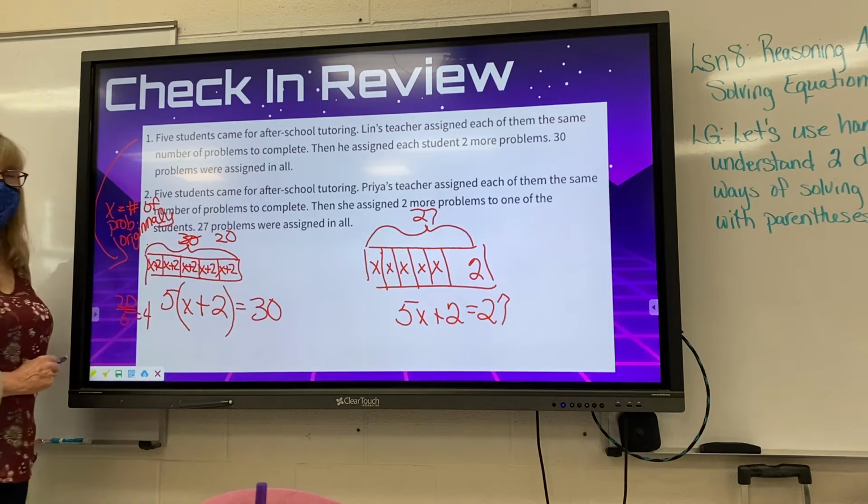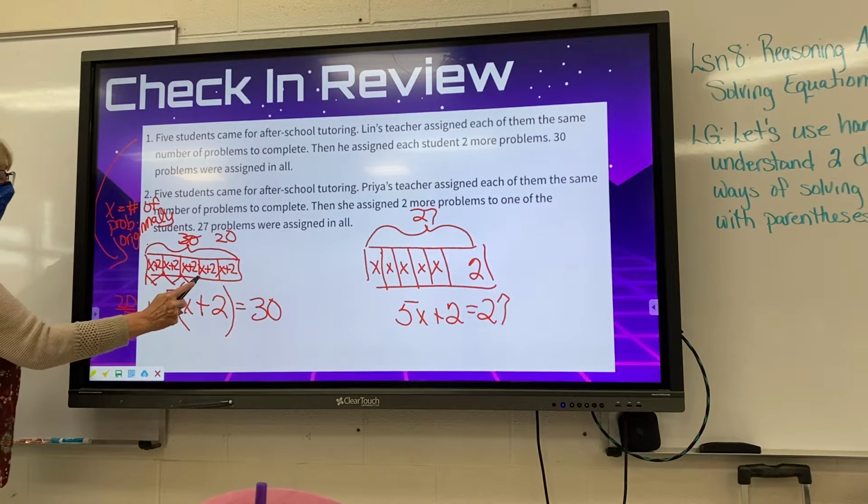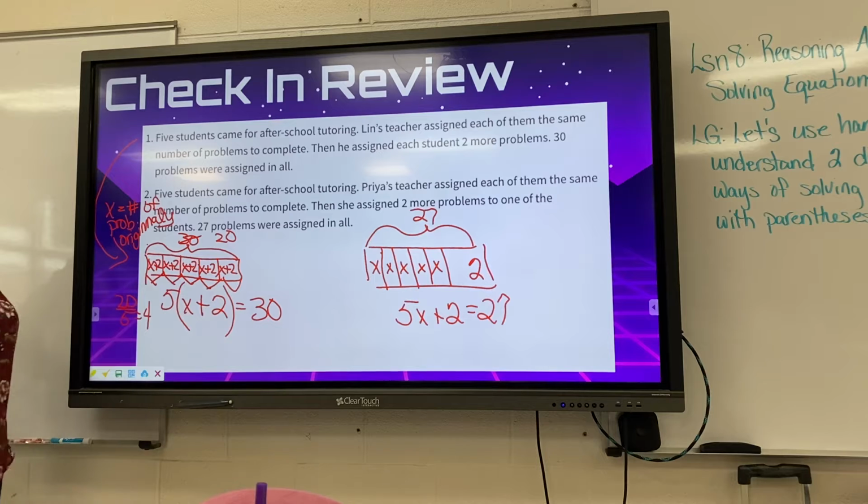4. What does that 4 mean in this story? 4 problems each originally. And I spelled originally wrong. Is there another way to do that problem? There is, I just forgot. Could I figure out what each of the blocks are worth? Aren't all these blocks the same? Yes. So what is each of the blocks worth? What's 30 divided by 5? It's 6. So each of the blocks is worth 6. So is x still 4? 4 plus 2 equals 6.